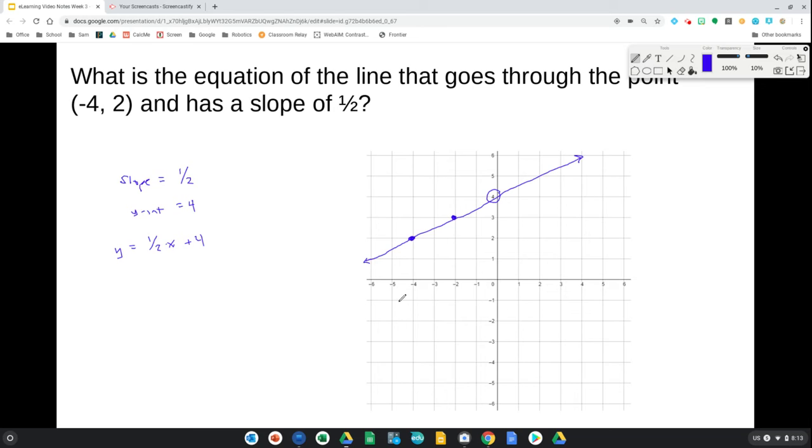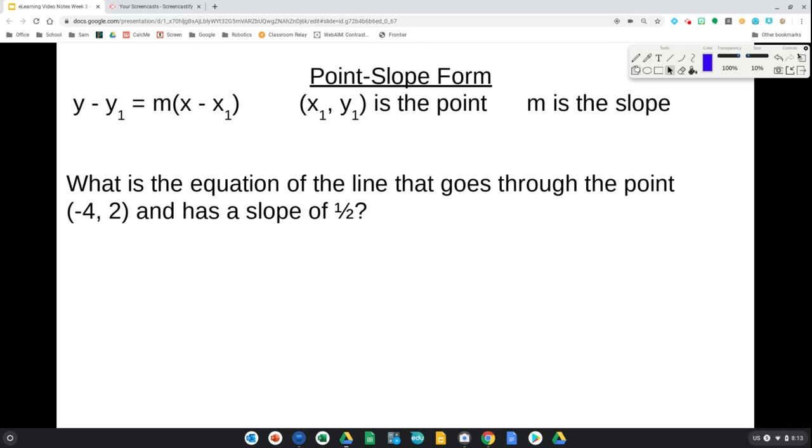But let's see if we can do the same problem without making the graph. That's what we want to get to today. So we don't have to draw the graph first. We can just automatically come up with the equation. To do that, we're going to use this new form that you were working with the other day. Okay, it's called point slope form, and it always looks like this. It says y minus y1 is equal to m times, in parentheses, x minus x1.